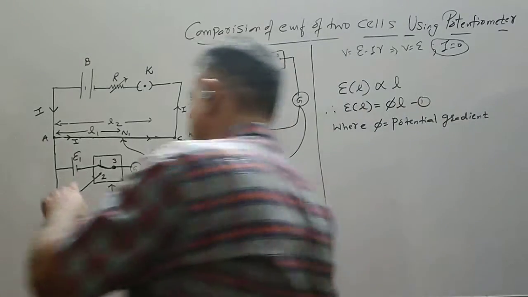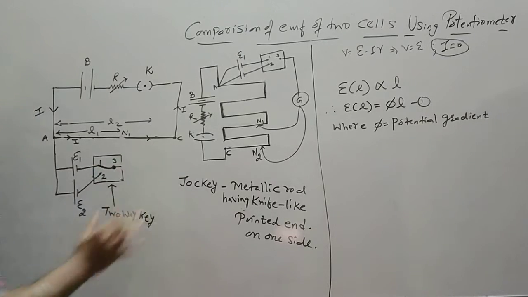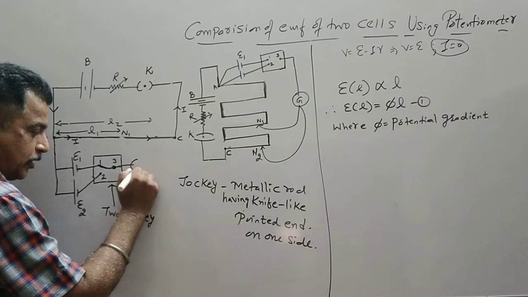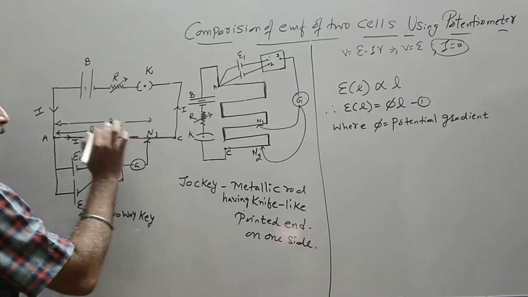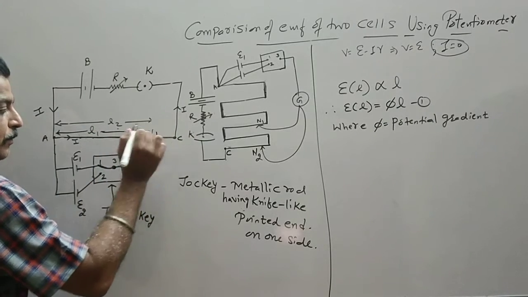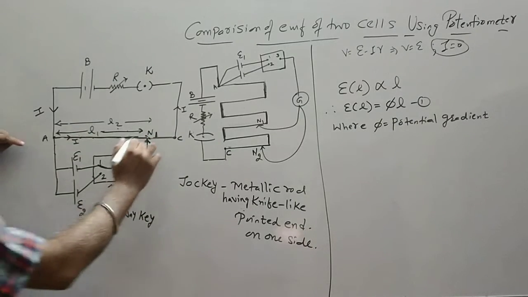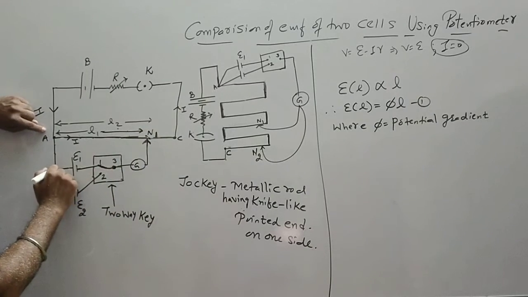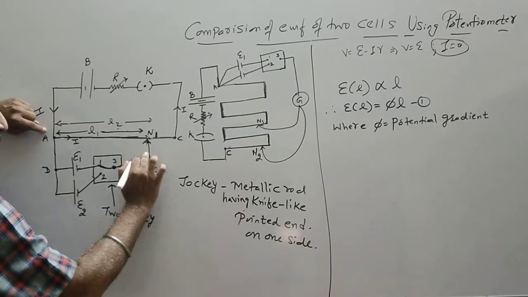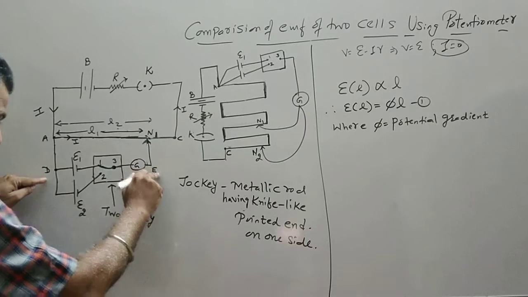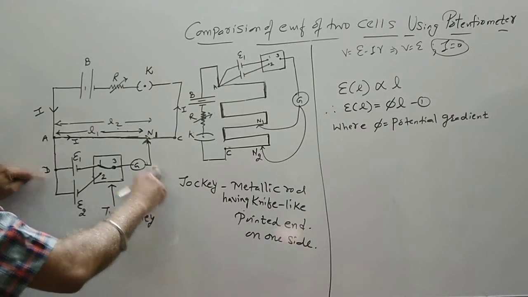Now if I want to know the EMF of this cell, I redraw this diagram like this. I take a straight wire and suppose N1 is at this point, say N1, and this length is L1. So here we obtained a null point. Now see this point A N1, say this point is D and this point is E. Now AN1 is parallel to DE.